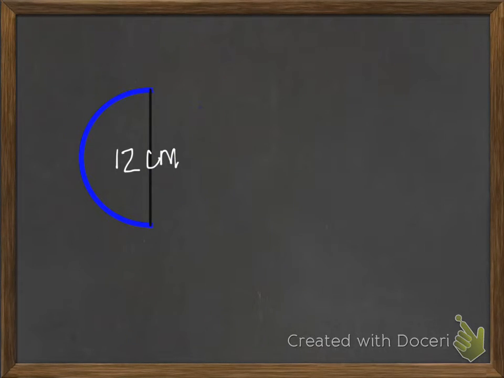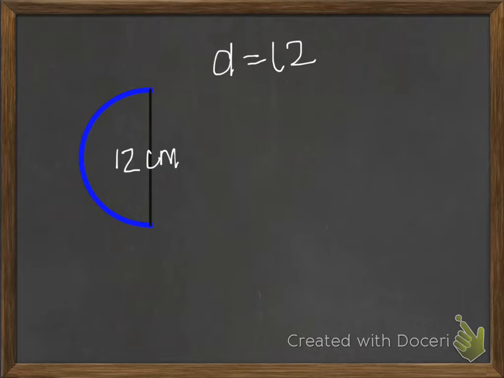So example 2. Now this doesn't quite look like a circle. It looks like they've taken a circle and they've cut it in half. And this is very important to know. So first thing, like I said, we need to determine what information we're given. So in this circle, we have the diameter.